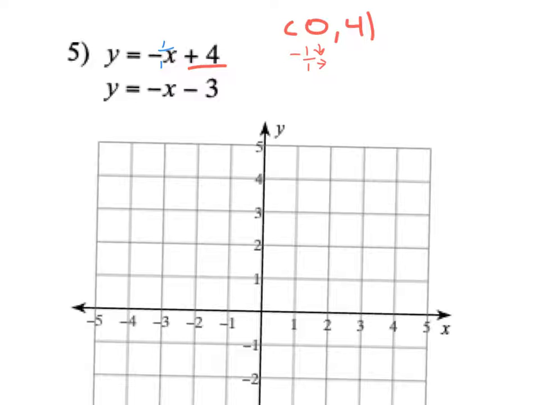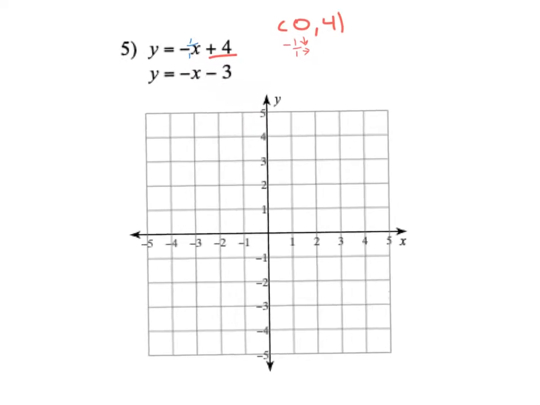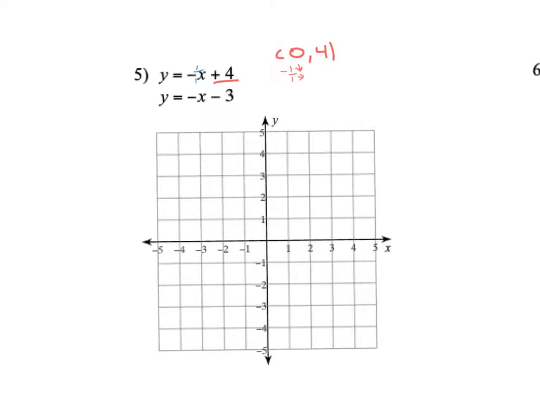I'm going to begin at 0, comma 4. That's my b. And then I'm going to go down 1, right 1. Down 1, right 1. I'm just going to keep going with that pattern. Make sure that your lines are completely from one side of your graph to the other.